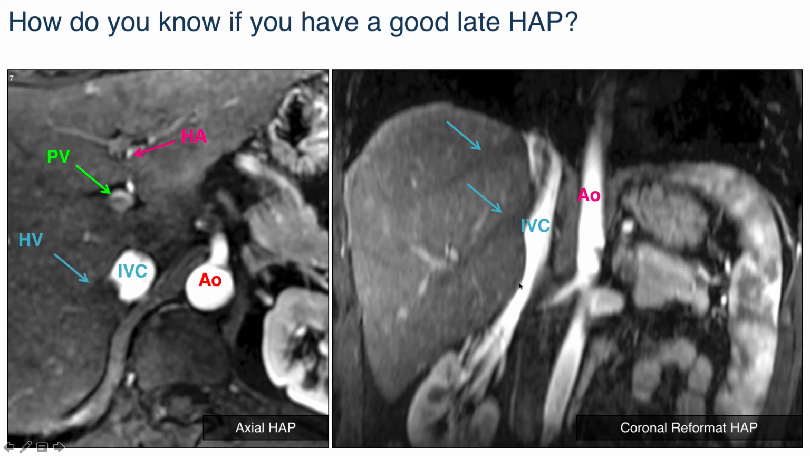From the kidney. Now, the reason I'm mentioning this to you is don't get fooled if you see enhancement of the IVC on a perfect arterial phase image. A perfect arterial phase image of the liver, you may see enhancement of the IVC. You just don't want to see enhancement of the hepatic veins.